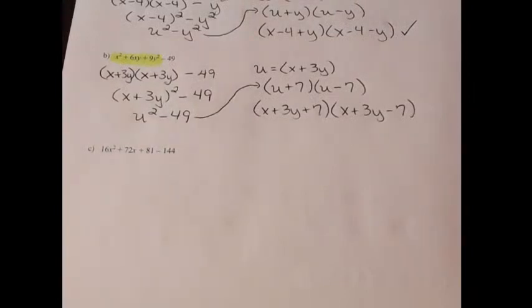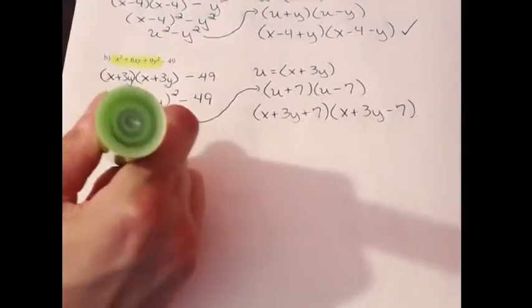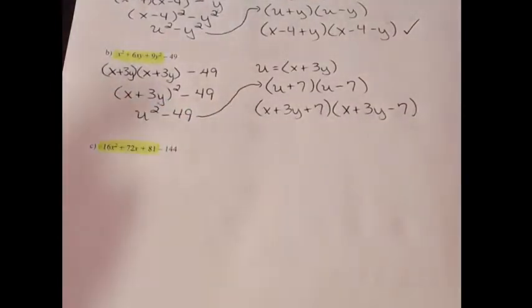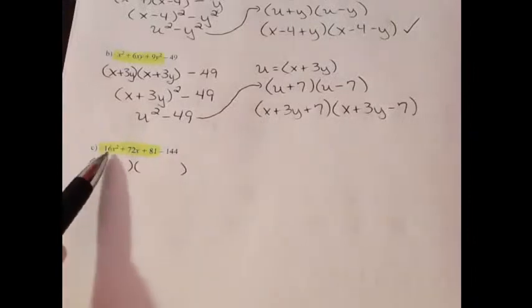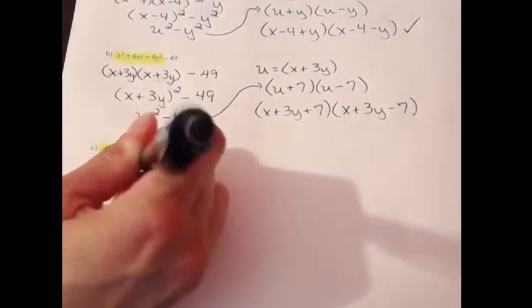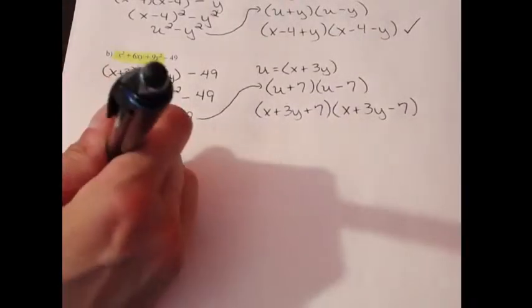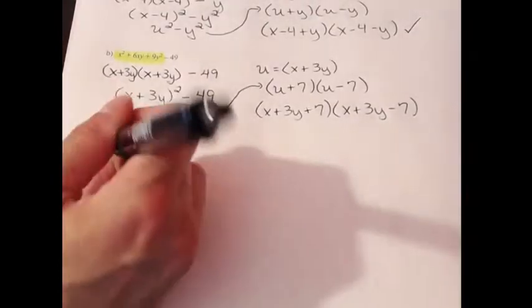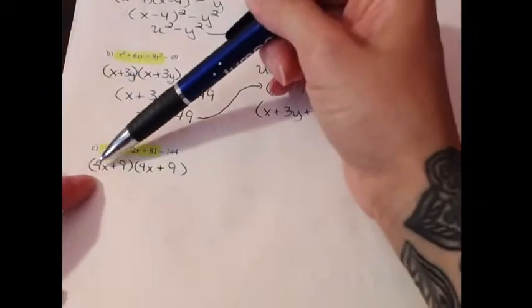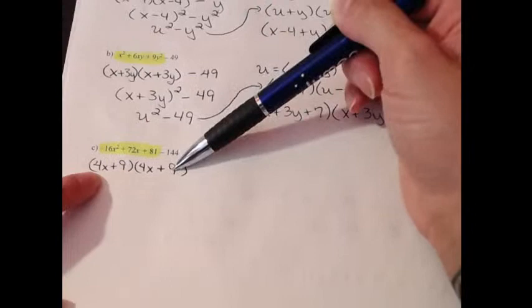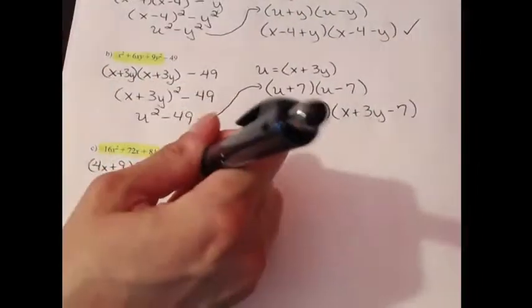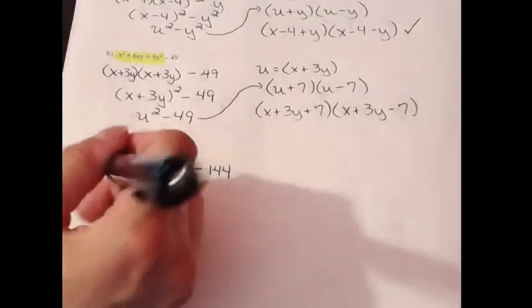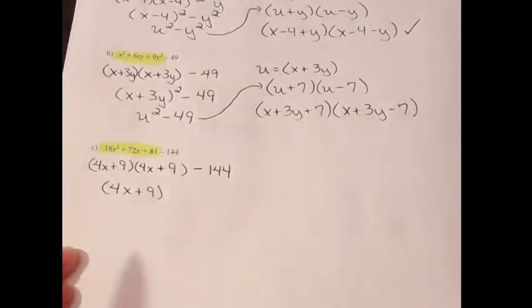Okay, same idea. We have 16x squared plus 72x plus 81 minus 144. Immediately, I'm noticing that the first three terms represent a perfect square trinomial. So I'm going to go ahead and factor this using the idea of perfect square trinomials. 16x squared breaks down into 4x times 4x. You know your signs are the same. They're both going to be positive. And 81 gets broken down into 9 times 9. Always double check. 16x squared plus 36x plus 36x, that gives us a 72x, plus 81. I love it. It works out. And then, of course, we have minus 144. We're going to rewrite this 4x plus 9 times 4x plus 9 as 4x plus 9 squared.